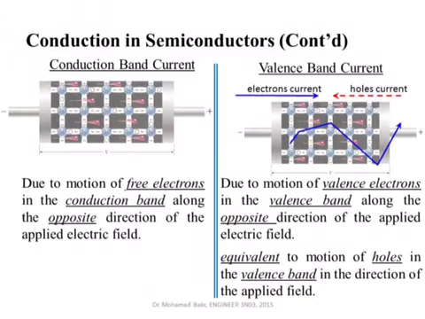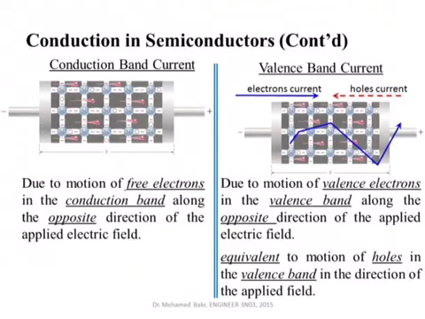In semiconductors there are two types of currents we are going to be seeing. One is called conduction band current, the other is called valence band current. In the conduction band current, you have the free electrons wandering around in your material. If you apply an electric field from here to here, this electric field will cause the electrons to drift in the opposite direction.